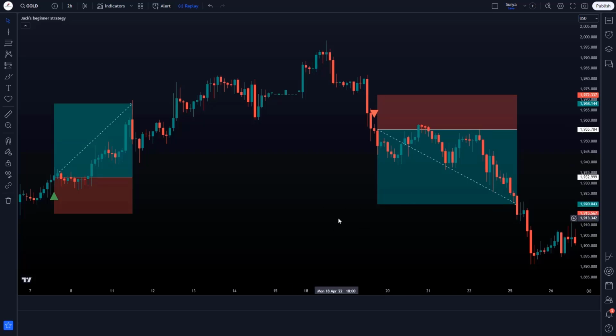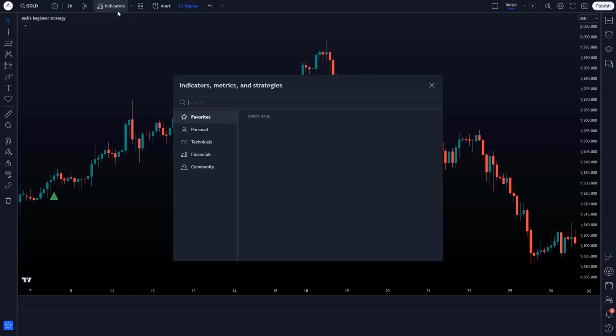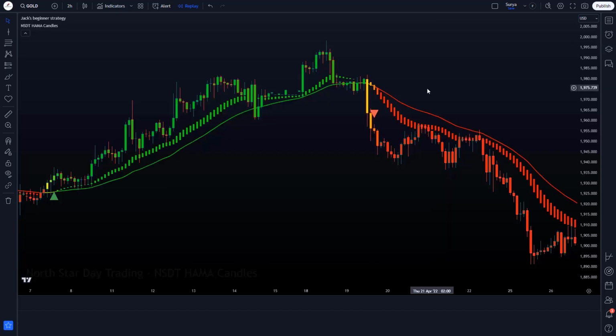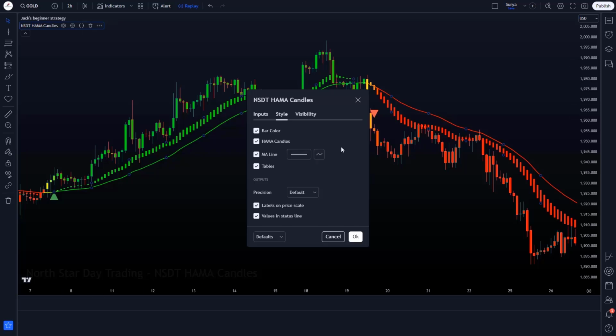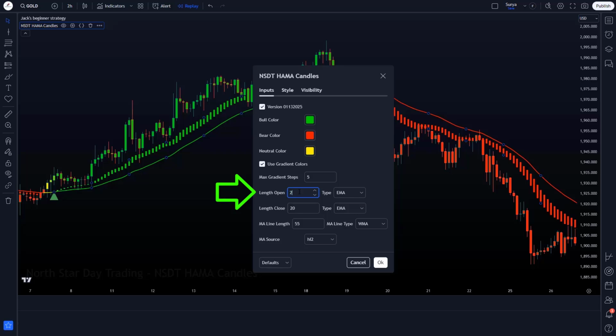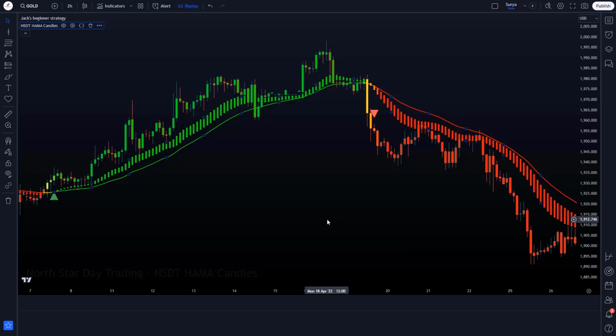Now, let's add another indicator, so that this strategy is more profitable. Let's click on Tradingview Indicators. Search here, NSDT Hama Candles. Add this indicator to the chart. Now click on the settings icon of NSDT Hama Candles indicator. Tap on Inputs. Here in Length Open you have to change 25 to 29. Click on OK. Now everything is correct.